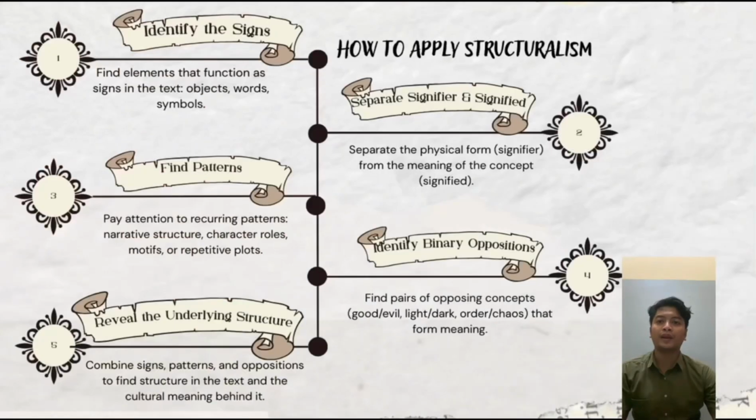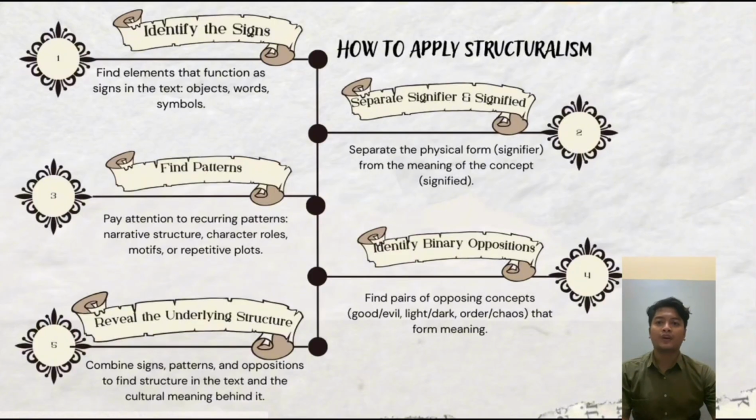And how to apply structuralism. The first thing that you need to do is identify the sign. Look for the elements that function as signs, like objects, words, and symbols. The second is to separate signifier and signified. You must separate them. Analyze what the physical form is as the signifier and the abstract concept as the signified.